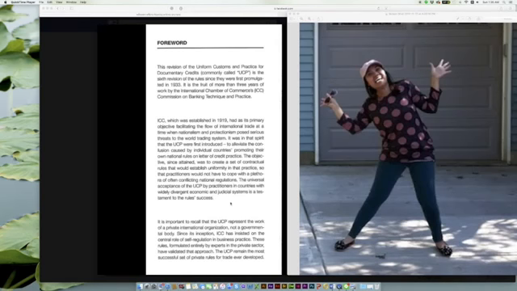to the rules' success. It is important to recall that the UCP represents the work of a private international organization, not a government body. Since its inception, ICC has insisted on the central role of self-regulation in business practice. These rules, formulated entirely by experts in the private sector, have validated that approach. The UCP remains the most successful set of private rules for trade ever developed.